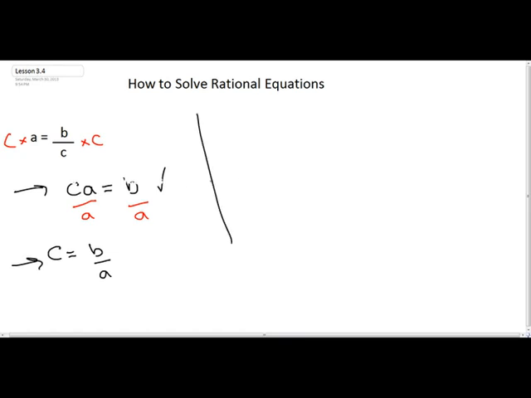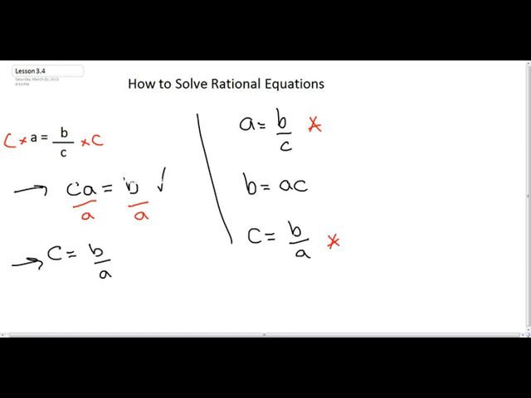So let's do a bit of a recap. We've got a is b over c. b is a times c, or c times a. Remember, the order of multiplication doesn't matter. And c is equal to b over a. So the ones that I want you to pay close attention to here are this one and this one.